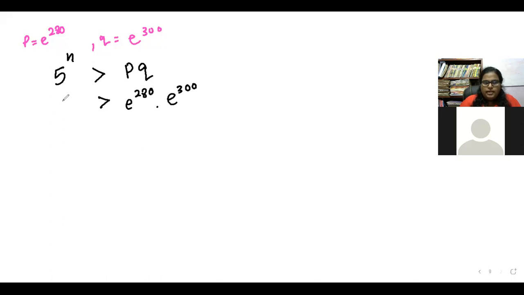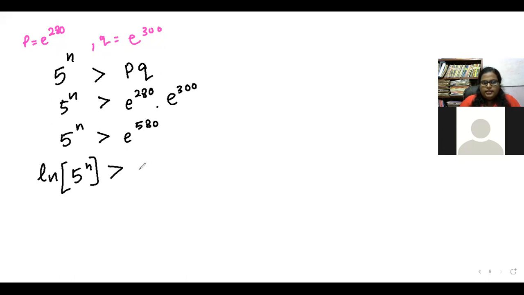So since the bases are same, we can add these two powers here. So we can write this one as e to the power 580, right? So in left hand side we have 5 to the power n. So in the next step, I'm going to apply log for both sides. So ln 5 to the power n greater than ln e to the power 580, right? So I'm going to simplify by using log rules.